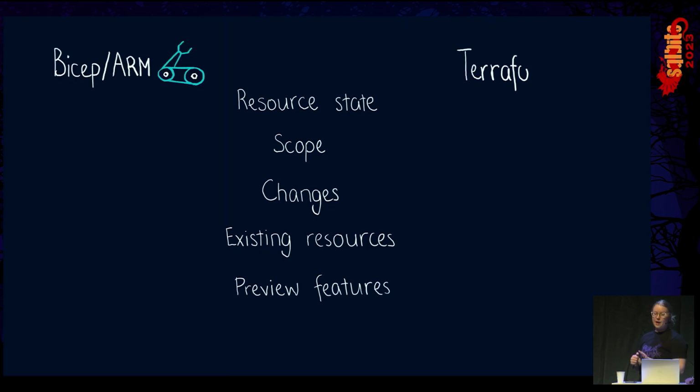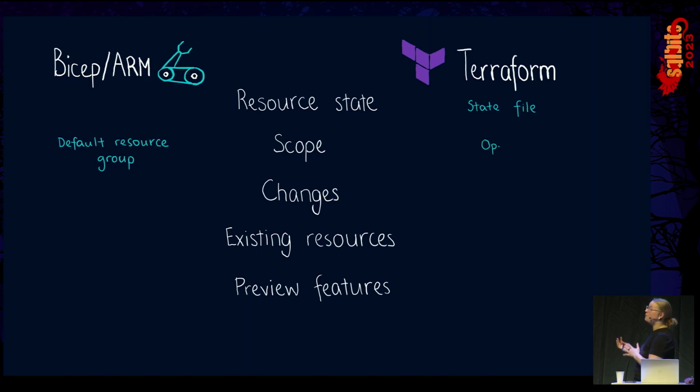So just to recap, for the resource state, that is not something we have to consider on the Bicep side, but we do have to have a state file in the Terraform side. For the scope, the default in Bicep is the resource group, whereas for Terraform, you get to decide what your scope is for the resources. For evaluating the changes, we have what if on the Bicep side, and then we have a plan that we can do on the Terraform side.